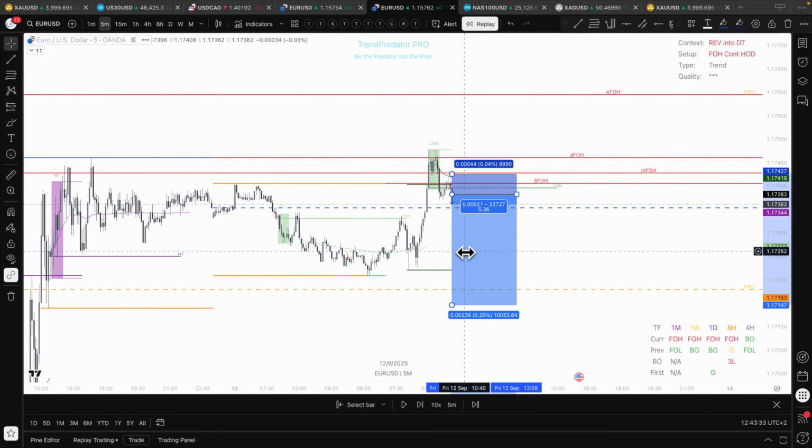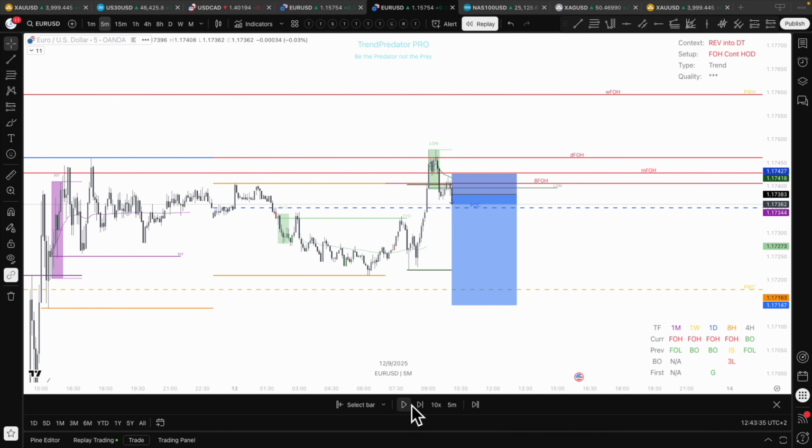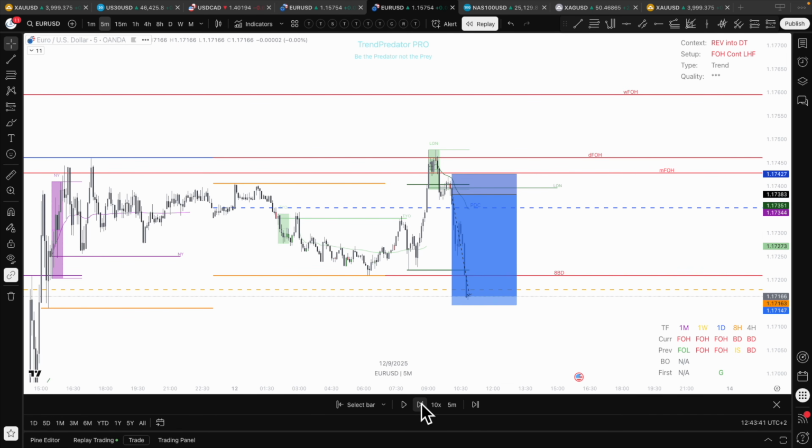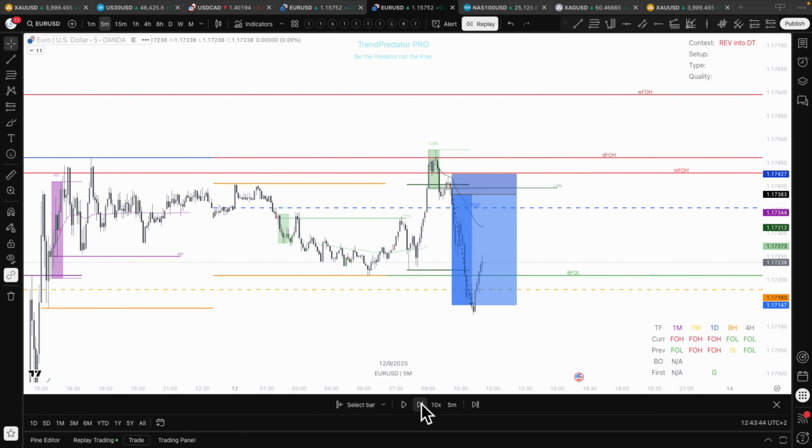And then from here, you just let it run. And you see here, it fully follows the trend and just smashes into the low and into the take profit. So this was the trade. Pretty nice and exactly fitting to our discussions.